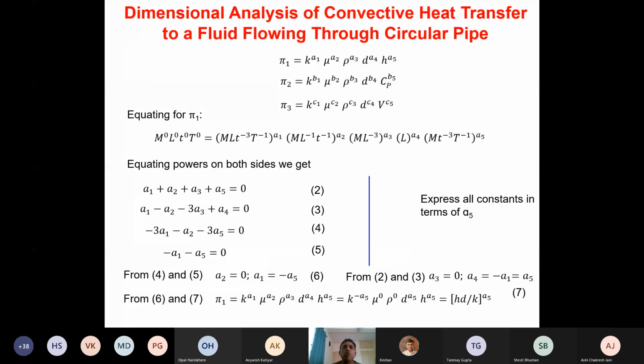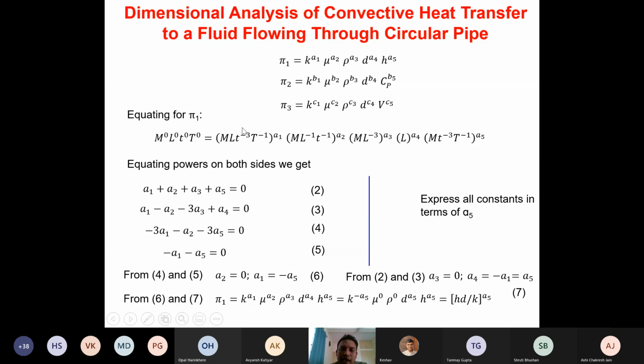So these are 3 equations. Now let's look at the first equation. Equate all the dimensions of this first equation. So for pi1, the left hand side we have to use the dimensions equal to 0. So pi is a constant and will not have any dimensions. So that becomes M raised to the power 0, L raised to the power 0, T raised to the power 0, and capital T raised to the power 0, and whatever the dimensions of K, U, rho, D, and H have, that is raised to the corresponding exponents.